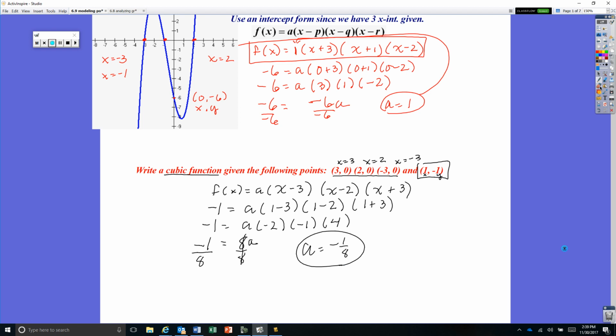So again, I'm just going to erase this a and fill it in with a negative 1/8. And box my factored polynomial.